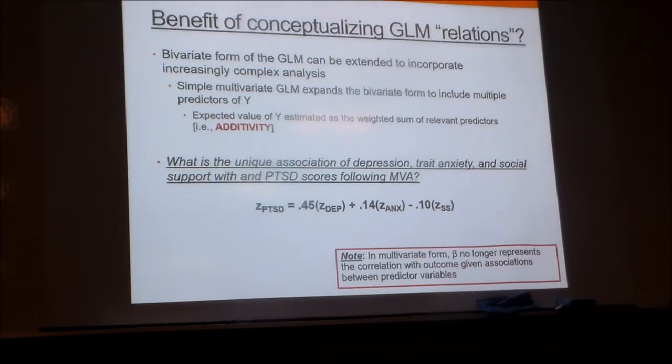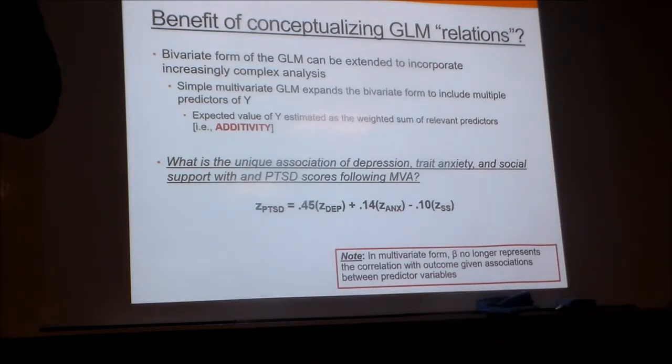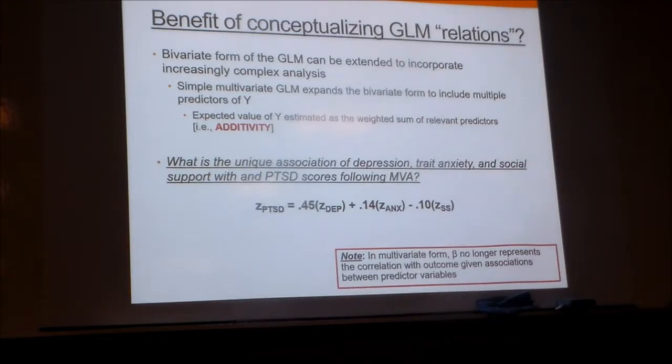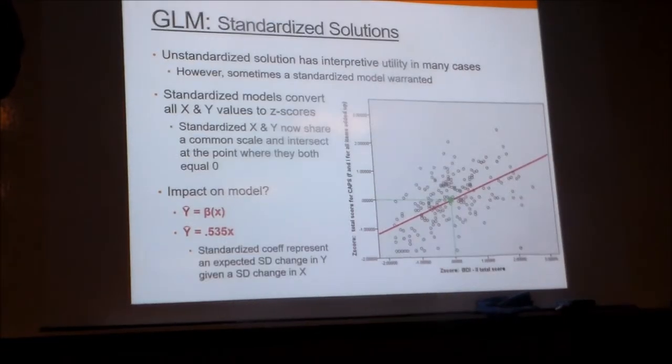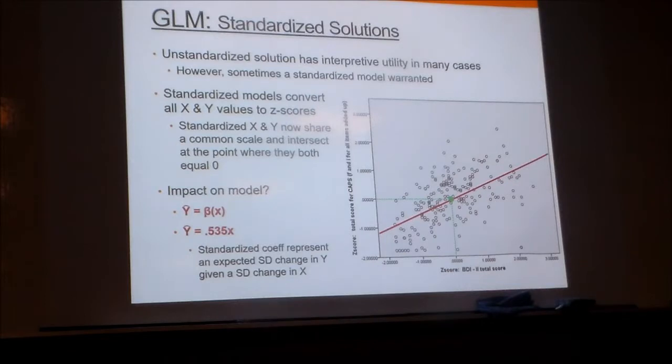Now, the difference between our standardized coefficients in a simple multivariate GLM is that each one of these regression equations in just our bivariate GLM, we can interpret as a correlation, right? For this model here, my correlation between BDI and CAPS is 0.535. That's just the bivariate relation. That's a correlation coefficient in the univariate case.